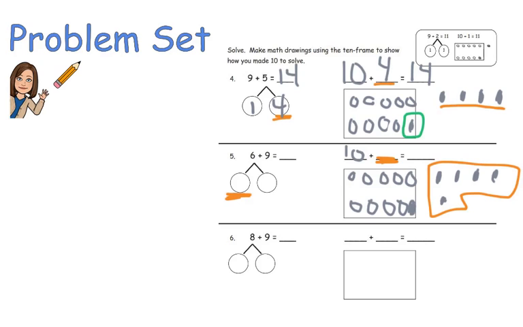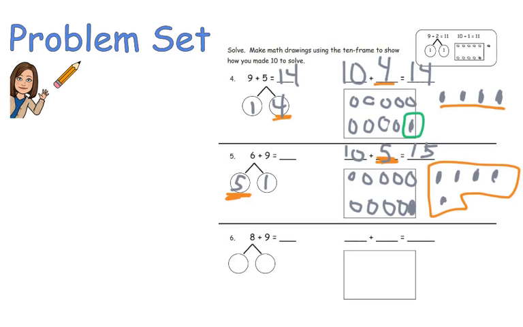Those are the hints that I'll give you, okay? So go ahead and pause your video and solve number 5. Did you get in your number bond a 1 and 5? And then do 10 plus 5 to get 15. If not, I want you to go back and try again.